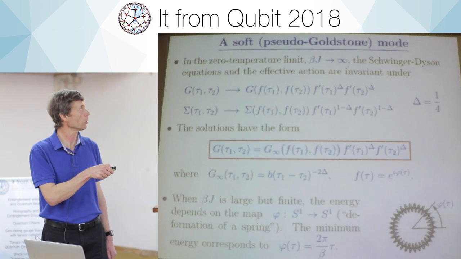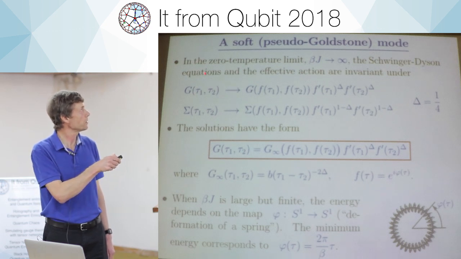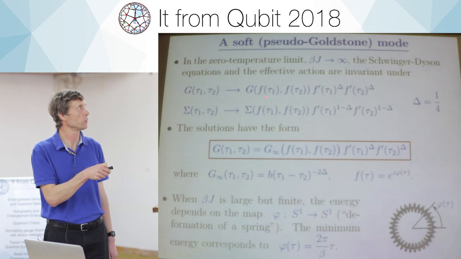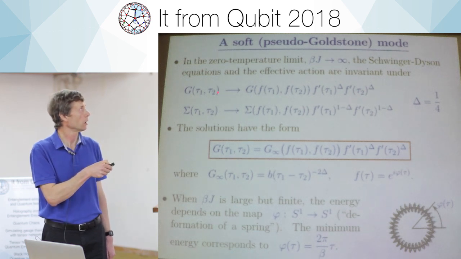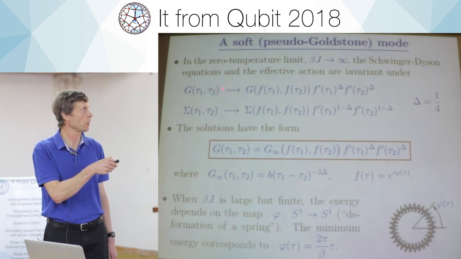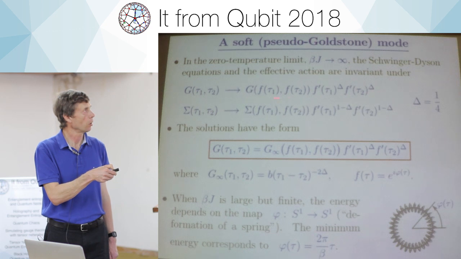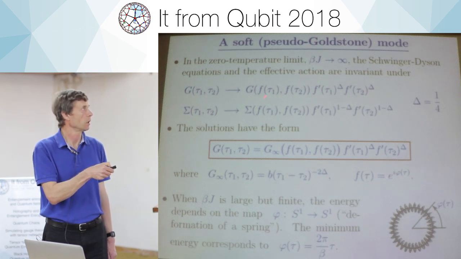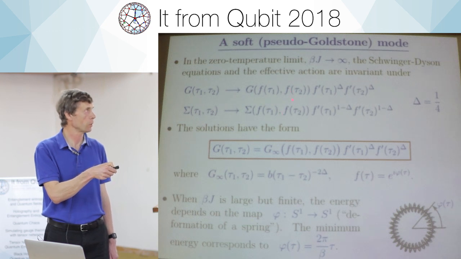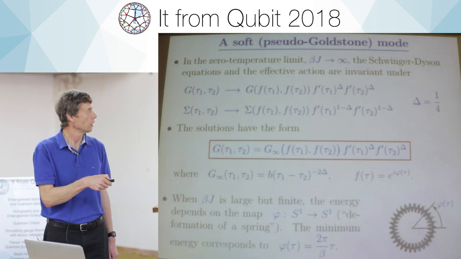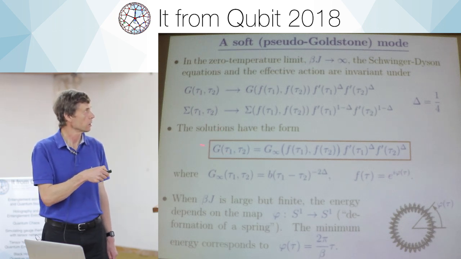A soft pseudo-Goldstone mode. In the zero temperature limit, the Schwinger-Dyson equation has a time reparameterization symmetry. We can take G, which can be the Green function of the dynamical variable of the previous action, and plug in f of tau instead of tau. So we replace tau with f of tau, and if we replace the Green function by this expression and the self-energy with this expression, they still satisfy the equation of motion, the Schwinger-Dyson equation. And therefore, the solutions to the Schwinger-Dyson equation have this form.